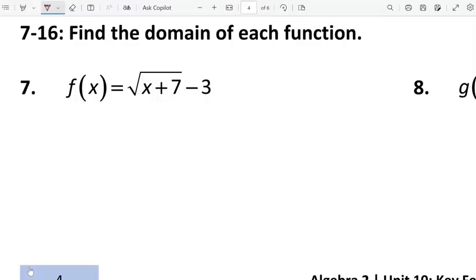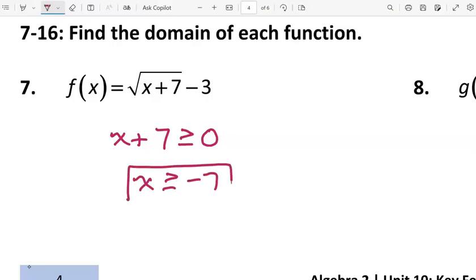In 7 through 16, we're asked to find the domain of each function, and we're going to find it algebraically rather than graphically. The only problem operation, and remember your problem operations are division, even roots, and logarithms, in this function is the square root. The expression under the square root, x plus 7, has to be greater than or equal to 0. So positive or 0. Subtracting 7 from both sides, the domain of this function is x is greater than or equal to -7.